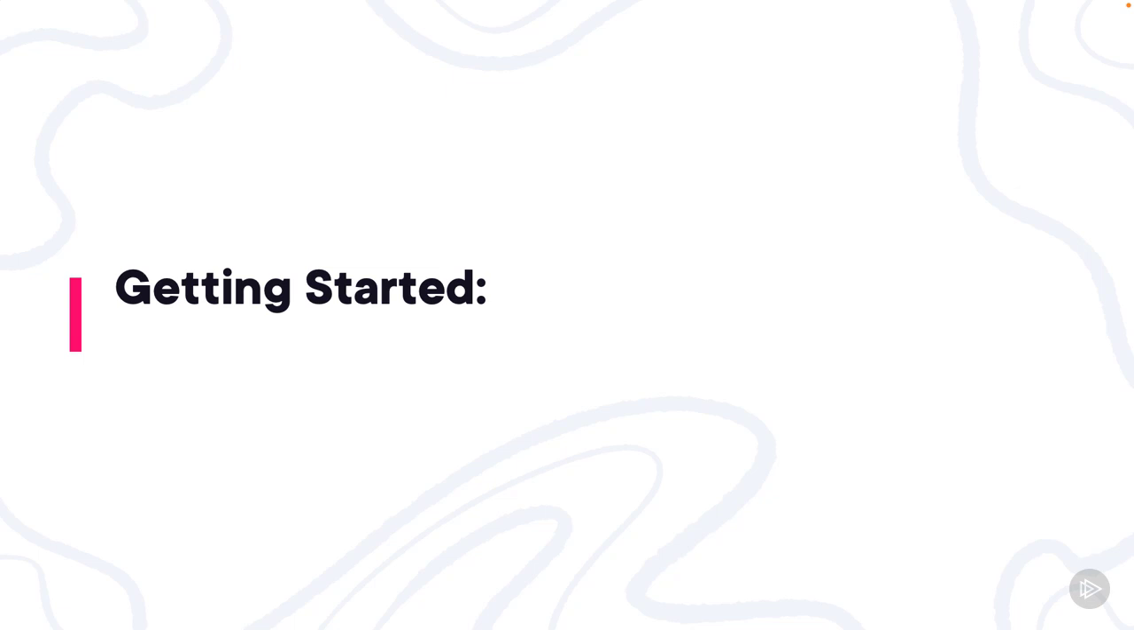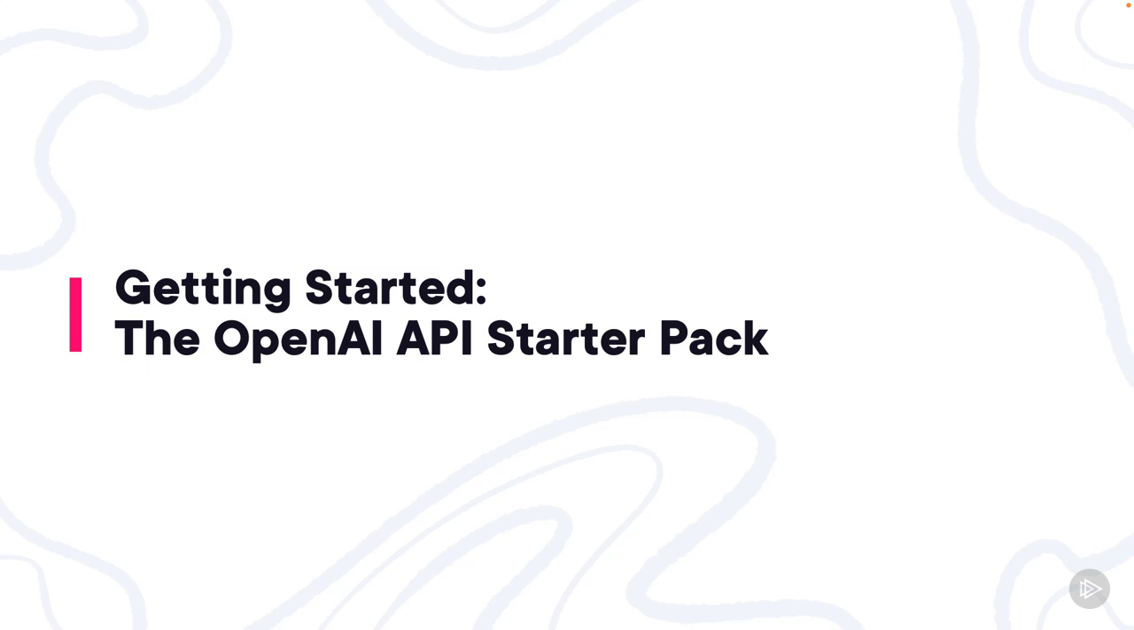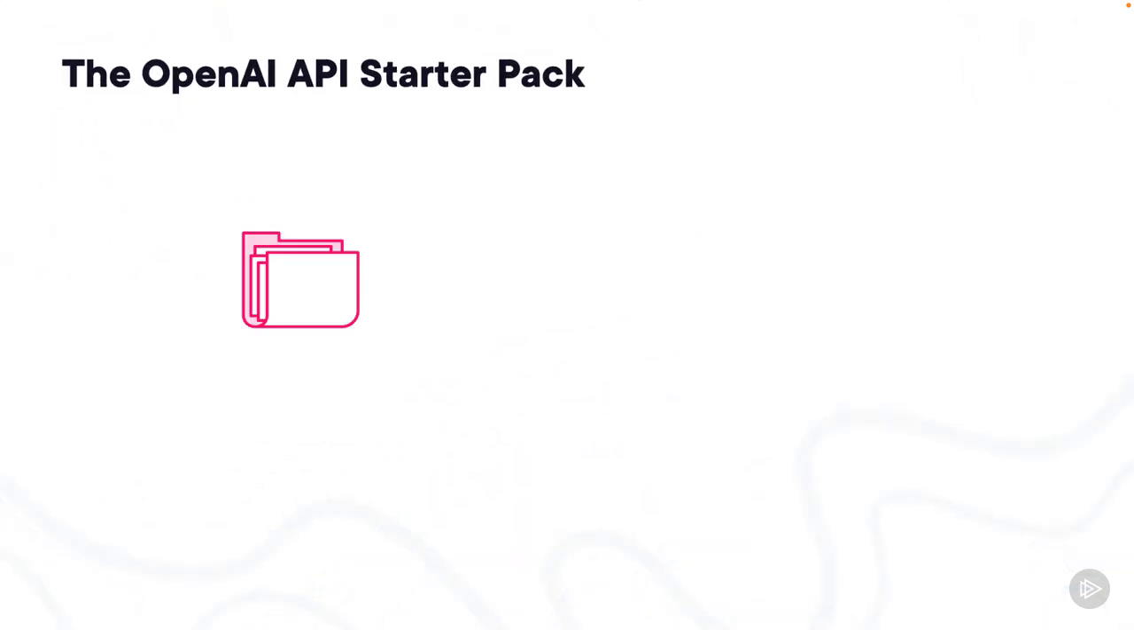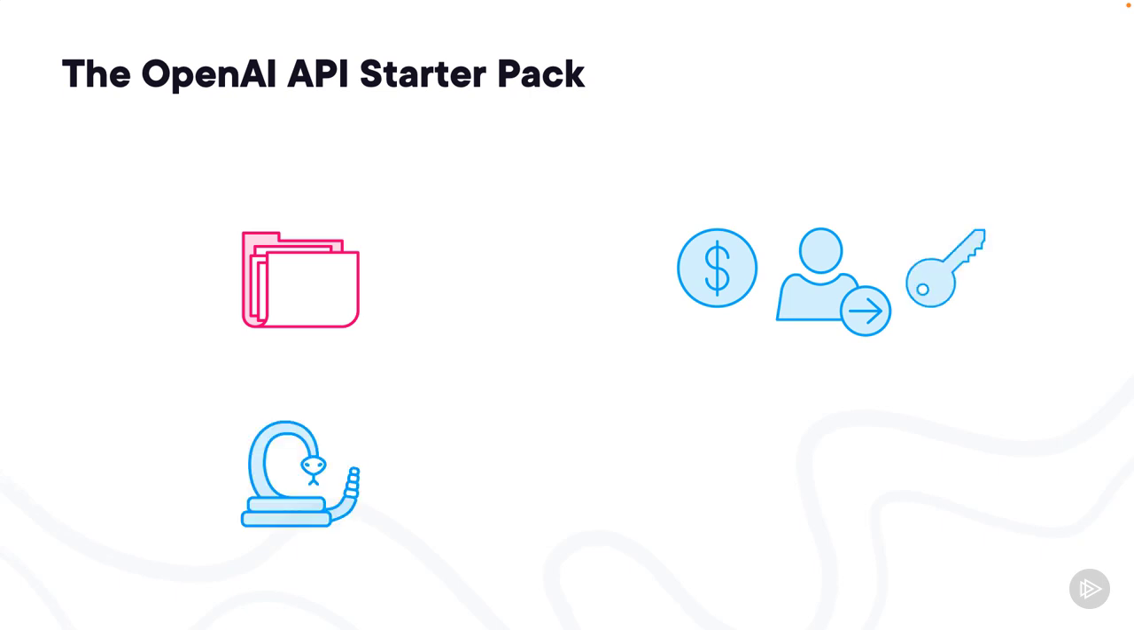Let's talk about what you need to get started, what I call the OpenAI API Starter Pack. This is what you need: the files from this course, that's the demos or the exercise files, an OpenAI account with credits and an API key, then a local installation of Python and something to run your code. For example, Jupyter Notebook or VS Code are very convenient. On the other hand, you can also use something that runs in the cloud, like Colab or Kaggle.